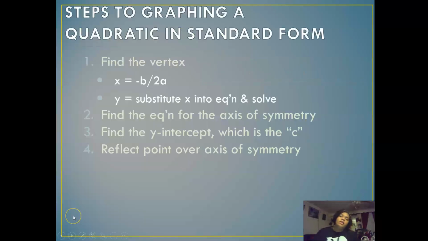To graph the standard form of the quadratic, you must first find the vertex. Then you find the axis of symmetry. Then you plot the C, and then you reflect over the line of symmetry to sketch out your parabola.